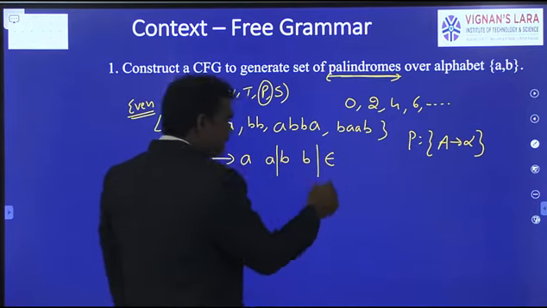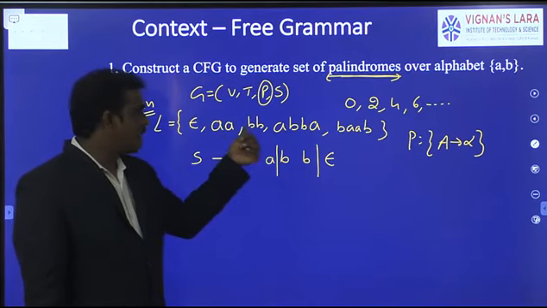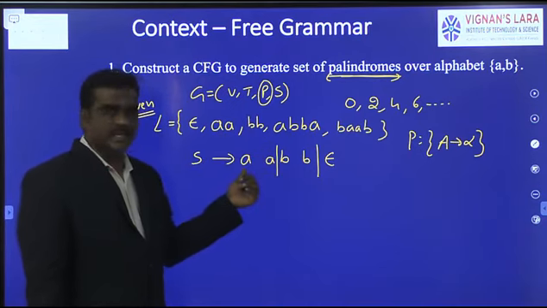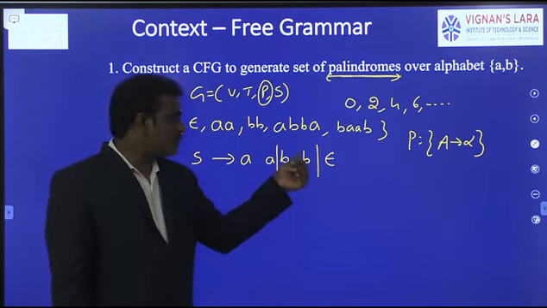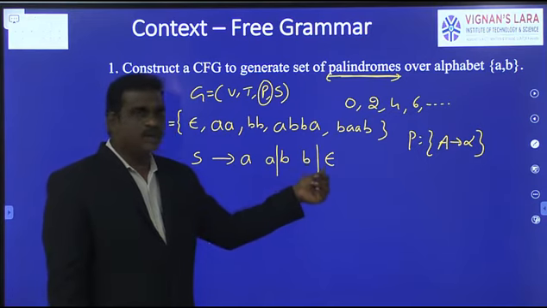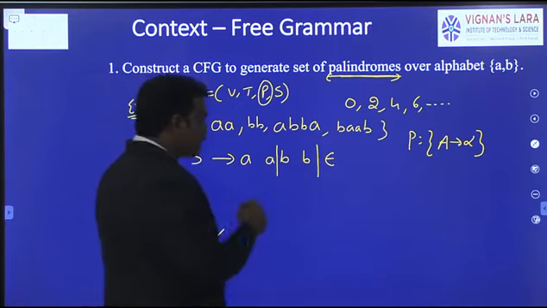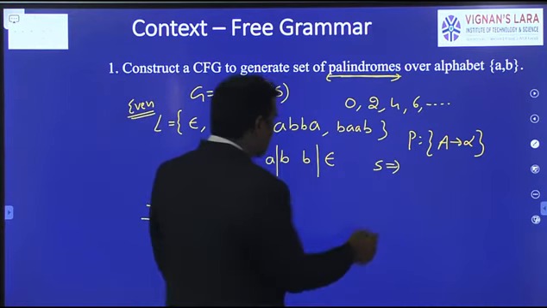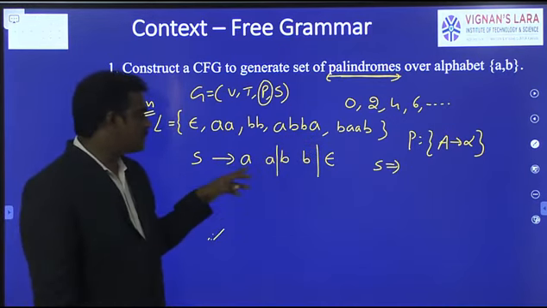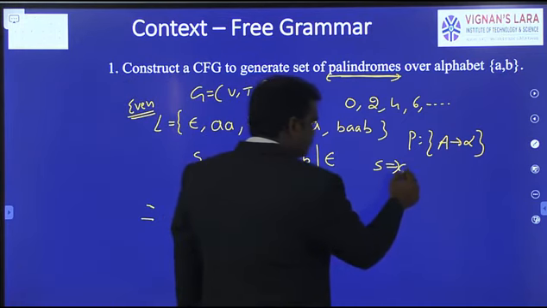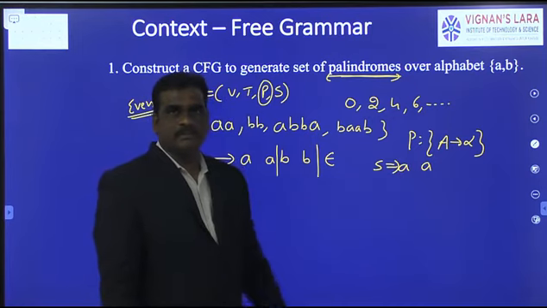So we have a total of three possibilities. One is the string starts with A, and it automatically ends with A only. The string starts with B, and it automatically ends with B. And the third possibility is the null string, that is epsilon. For example, here the string starts with A. I want to derive the input string A, B, B, A. So it starts with A. Now, A followed by, what is the second input symbol?